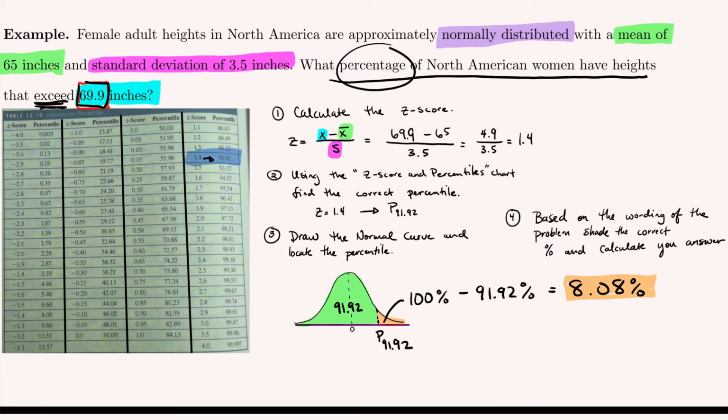This step represents the final step, step 4, which is, based on the wording of the problem, whether we want to be greater or less than that percentile, identify which portion of the bell curve we're interested in, and then calculate our final answer. As we wanted to exceed the value, at this point we were exactly at the value, so to exceed would be to shade to the right. We know the entire percent is 100% minus the portion we don't want, which is this green percentage, leaving us with 8.08% of values above that. So keep in mind these 4 steps as we complete the remaining problems that relate the z-score and the percentile for a normally distributed data set.